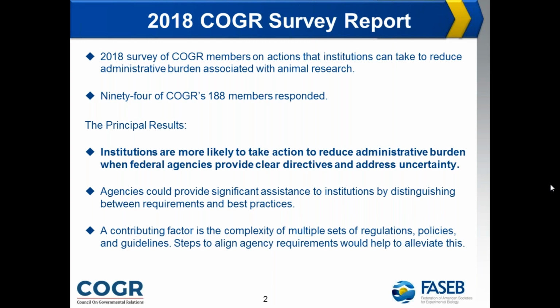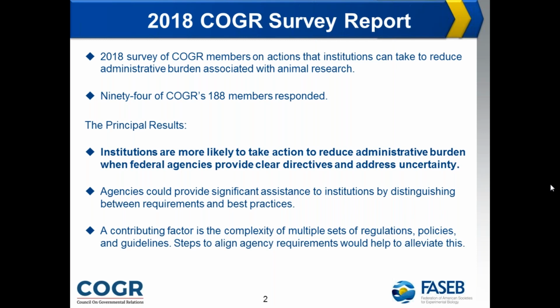responded. The principal results of the survey were that institutions are more likely to take action to reduce administrative burden when federal agencies provide clear directives and address uncertainty. Secondly, agencies could provide significant assistance to institutions by distinguishing between requirements and best practices. And I'd like to insert here that in fact last week we heard representatives of the agencies give good advice and help clarify some points of confusion for the listeners of the webinar.